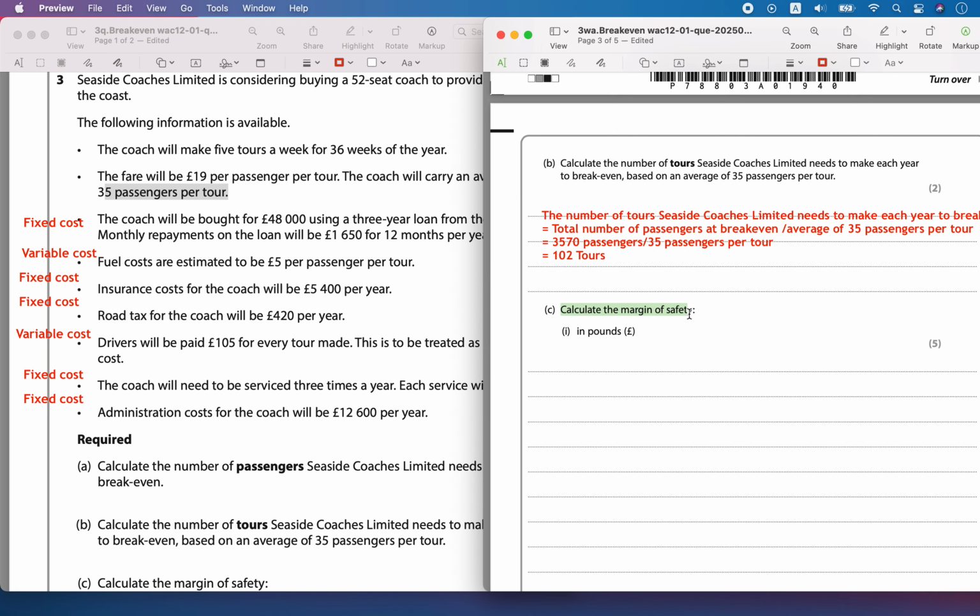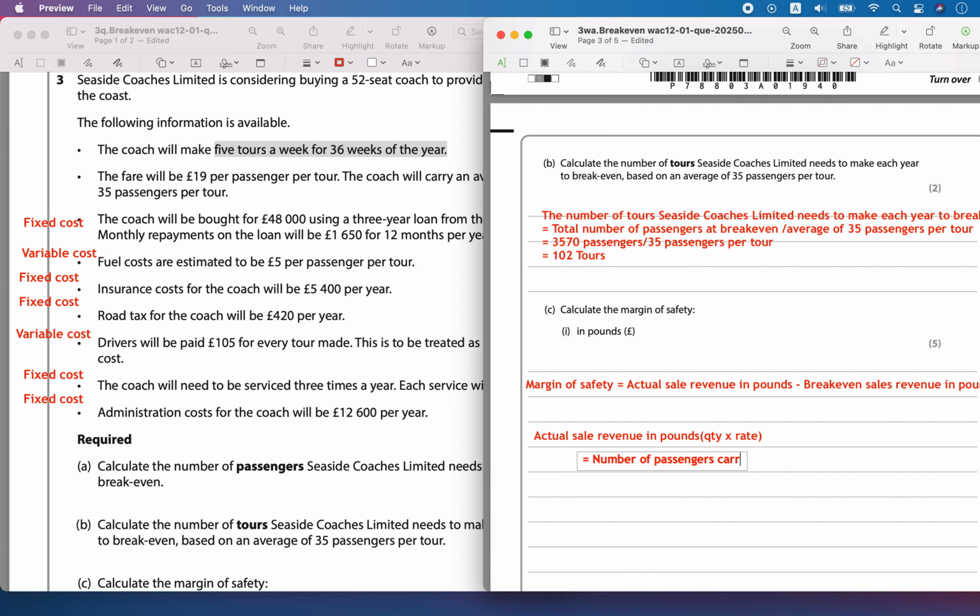They will have to make 102 tours in order to break even. Then calculate the margin of safety in pounds. Margin of safety is equal to actual sales revenue in pounds minus the break-even sales revenue in pounds. The actual sales revenue is the number of passengers carried per year times the selling price per passenger.